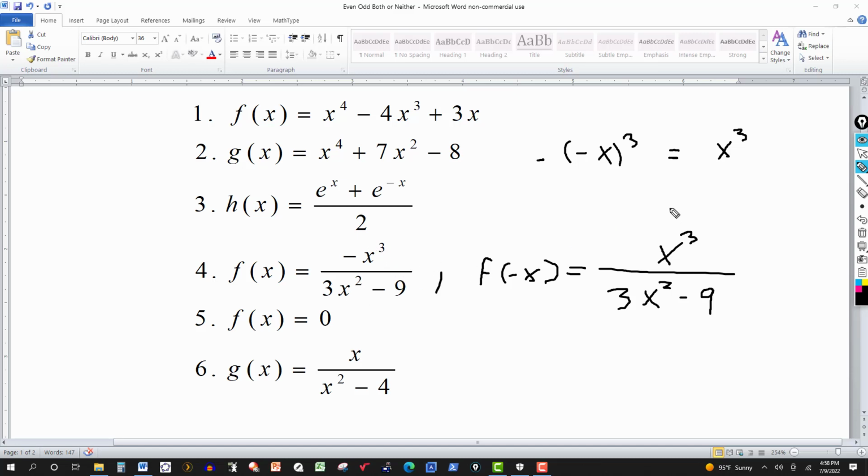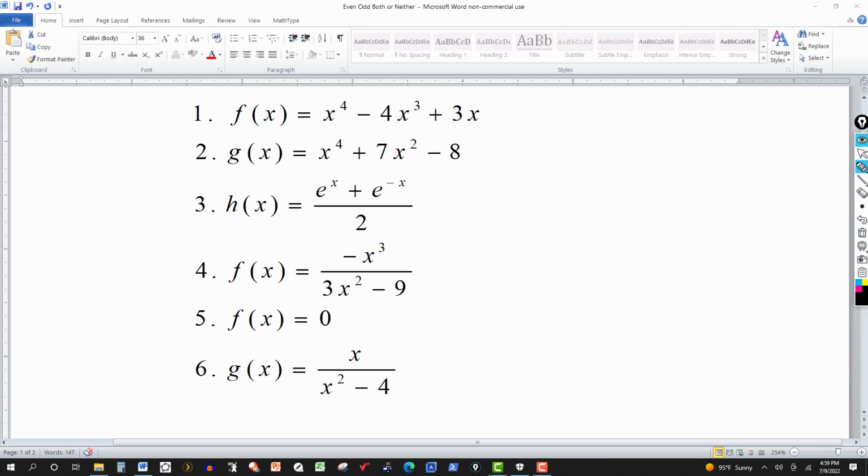Yeah, because if I multiply that by a negative, that's the same thing as what I started off with. The negative of this gives me that. So this one is odd. Let's clear this one. Let's look at the next one.